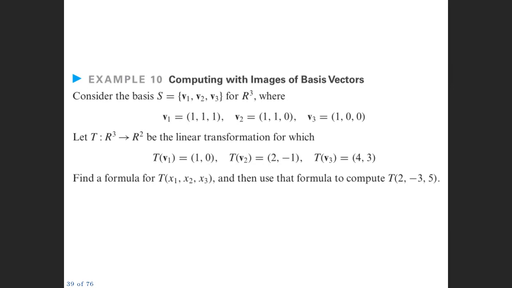And let's continue. I have a couple of examples from a book. Consider the basis S, which is v1, v2, and v3 for R3, where v1 is the vector (1, 1, 1), v2 is the vector (1, 1, 0), and v3 is the vector (1, 0, 0). Let T be the linear transformation which maps v1 to (1, 0), v2 to (2, -1), and v3 to (4, 3). Find a formula for T and then use that formula to compute T of (2, -3, 5).